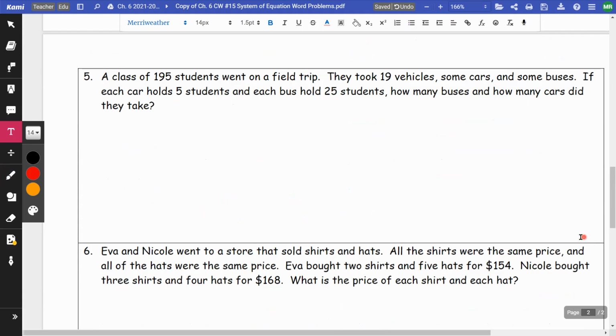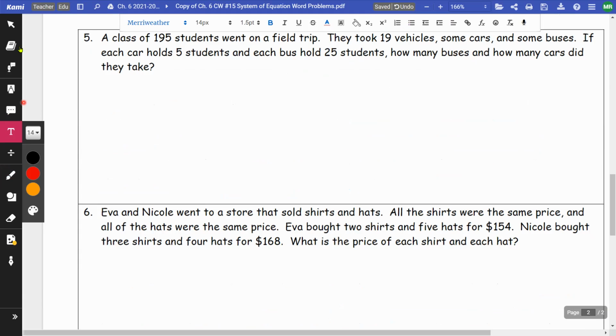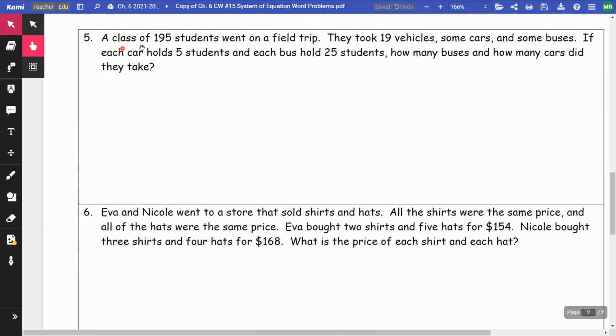Number 5. A class of 195 students went on a field trip. They took 19 vehicles. Some were cars, some were buses. If each car holds 5 students and each bus holds 25 students, how many buses and how many cars did they take? Okay.